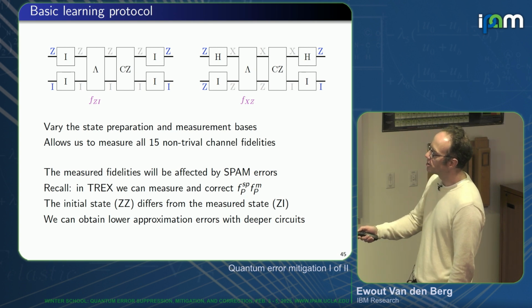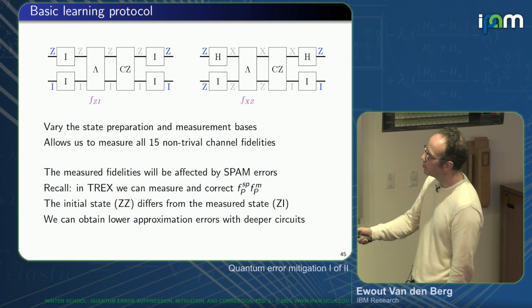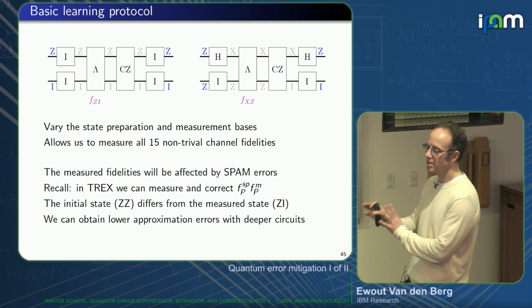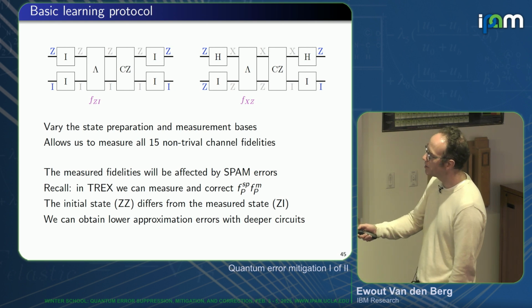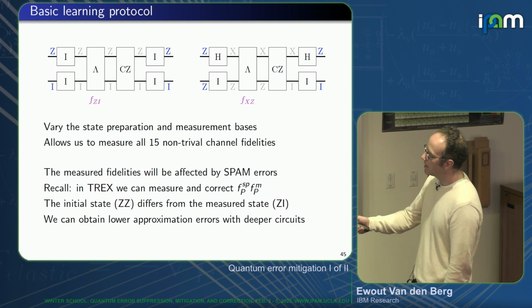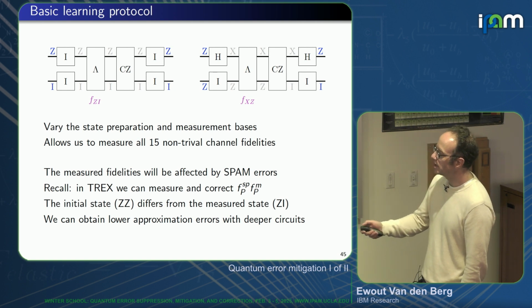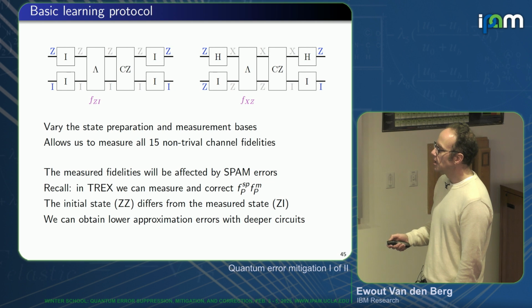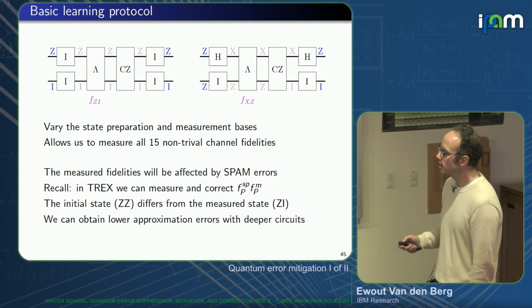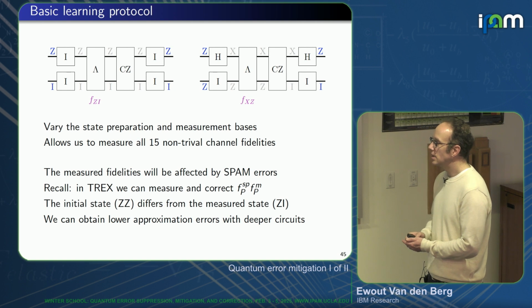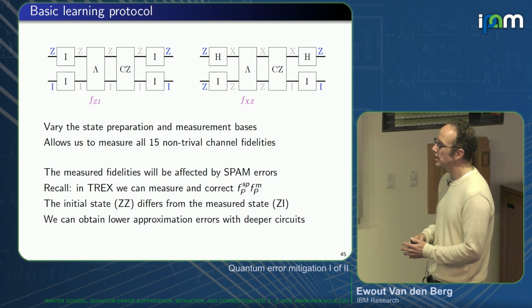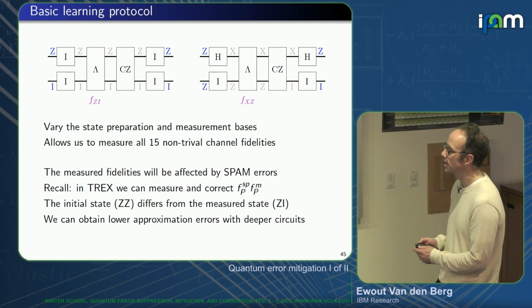Sometimes the terms change, so maybe we want to measure XZ, so we first apply a Hadamard basis change, we get XZ, we apply the noise channel, get the fidelity, apply the CZ, because this was the noisy CZ gate, right? A combination of noise with the gate. And then we have to measure ZI. So we prepare ZZ and measure ZI. So in this way, it allows us to measure all of the 15 non-trivial channel fidelities, right? And that's all we need to know for this full Pauli channel.